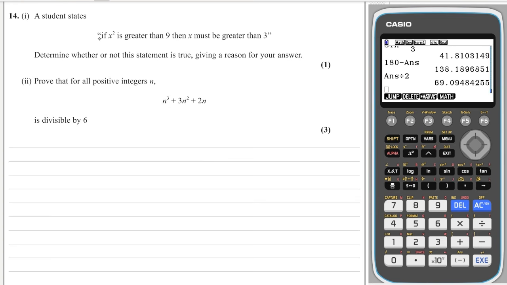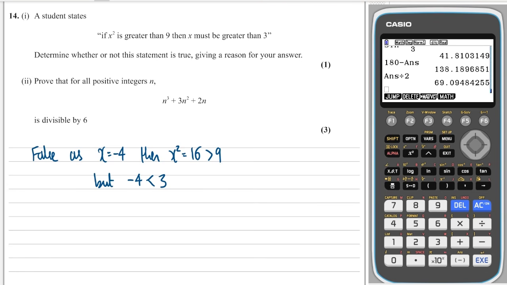Okay, final question says if x squared is greater than 9, then x must be greater than 3. This is false, as if x equals minus 4, then x squared equals 16, which is greater than 9. But minus 4 is less than 3. So that's not what the statement says.